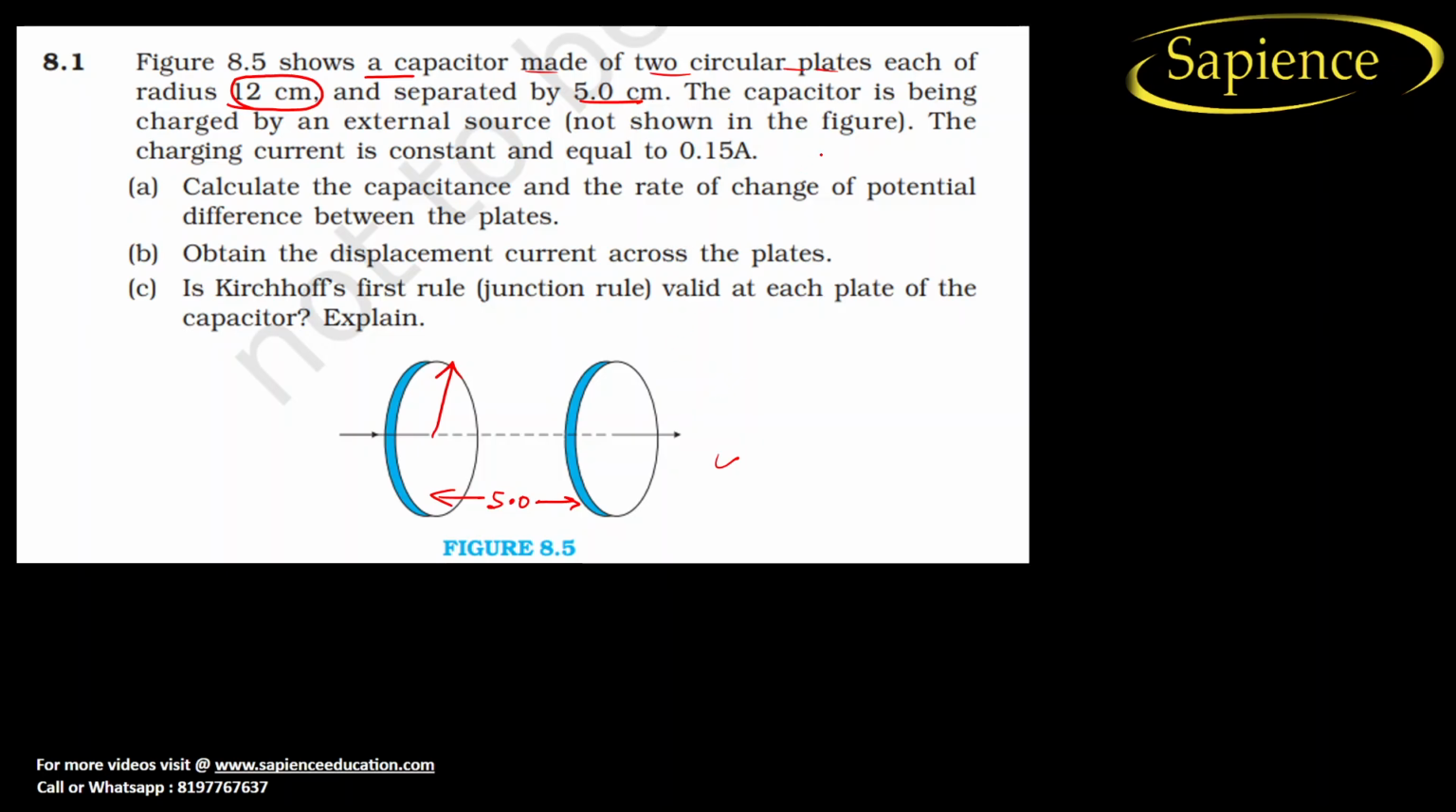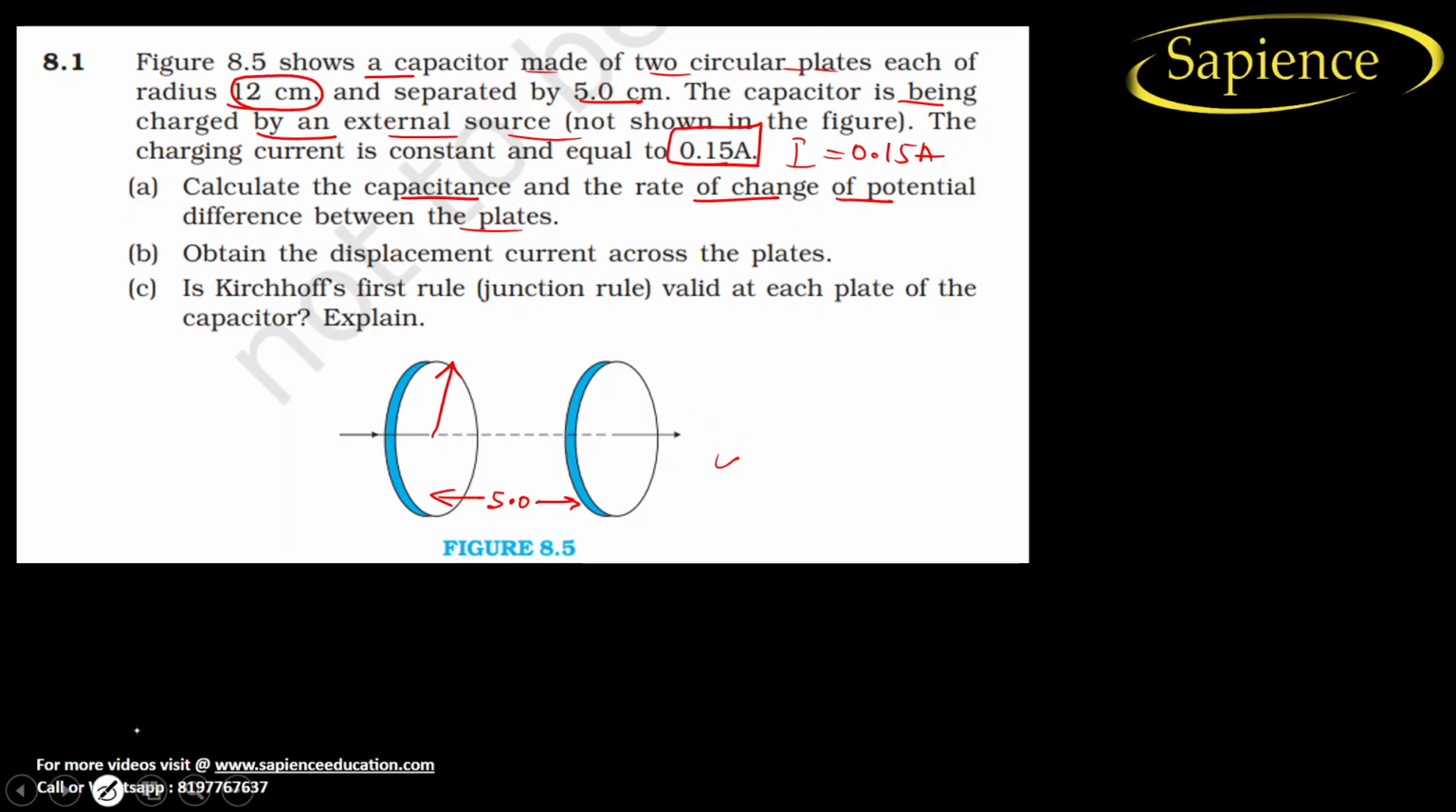The capacitor is being charged by an external source not shown in the figure, and the charging current is a constant 0.15 ampere. So current I is equal to 0.15 ampere. We need to calculate the capacitance and the rate of change of potential difference.